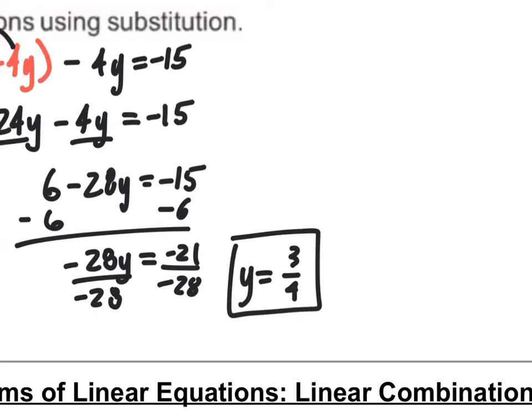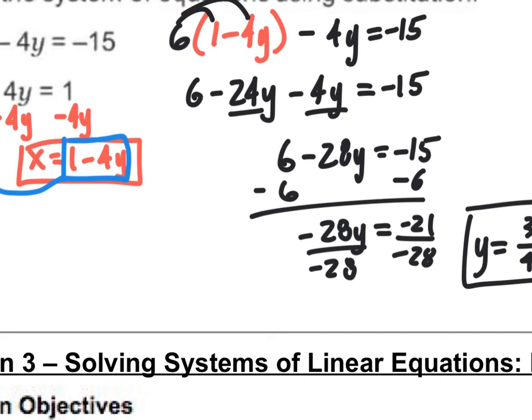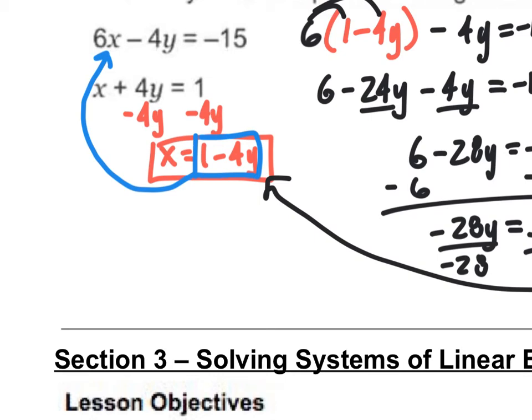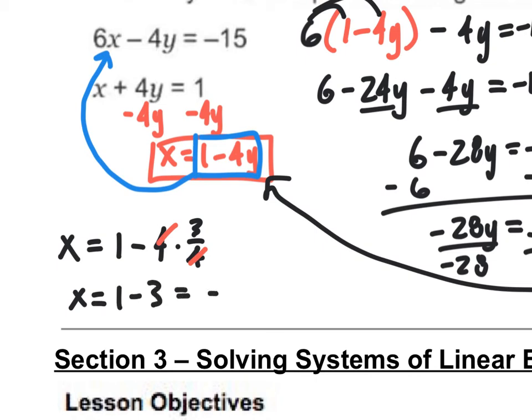Now I'm going to take that value and plug it back into the y value in my other equation. So then I'm going to solve for x. So I get x is equal to 1 minus 4 times positive 3/4. When I do that, my 4's divide out, and I get that x is equal to 1 minus 3, which gives me negative 2. So x is equal to negative 2.